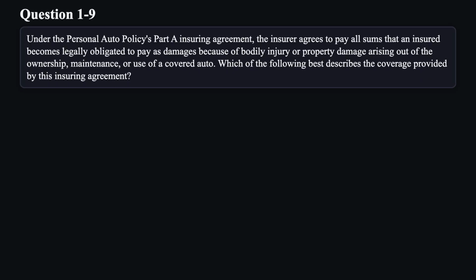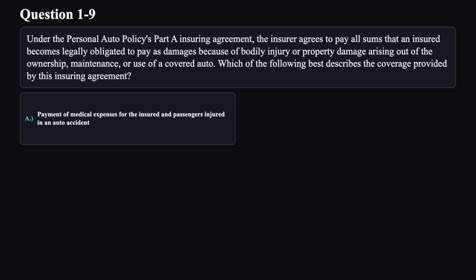Question 9. Under the personal auto policy's Part A insuring agreement, the insurer agrees to pay all sums that an insured becomes legally obligated to pay as damages because of bodily injury or property damage arising out of the ownership, maintenance, or use of a covered auto. Which of the following best describes the coverage provided by this insuring agreement?